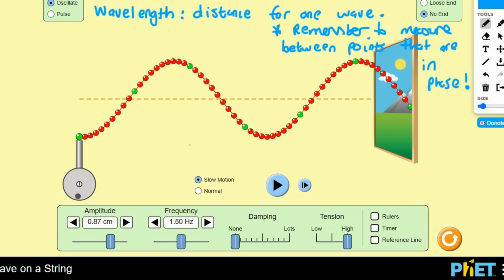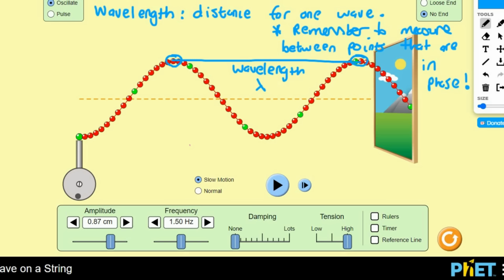Or maybe you want to take this part over here, which is exactly at the top. Then you could take that part over there, which is exactly at the top. And if you had to measure that distance, that is called wavelength. And it has a symbol, lambda, like that. We'll use that in calculations in the future.